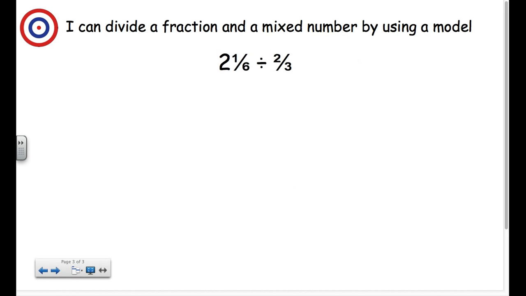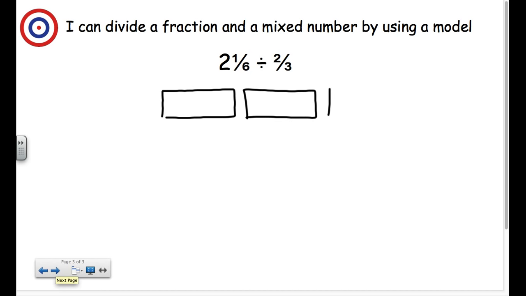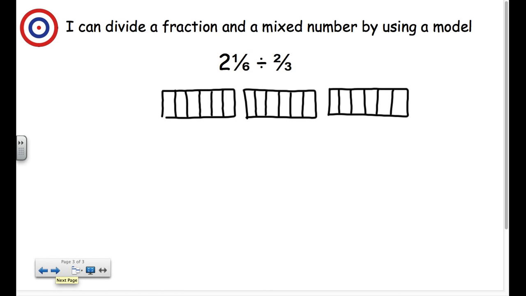All right, let's do one more. This is 2 1/6 divided by 2/3. So I'm going to start again with my amount that I have, which is 2 1/6. I'm going to start dividing this up here. This would show 6. Perfect. And let's go ahead and divide up the other ones while we're at it. It'll be easier when we're trying to divide this into 2/3 size pieces. Cool. And I have all of this, 2 1/6. Perfect, right there.